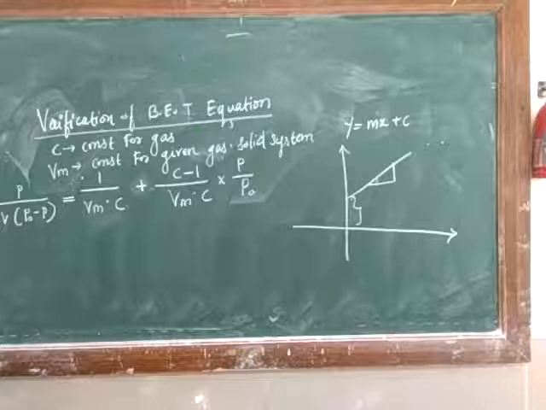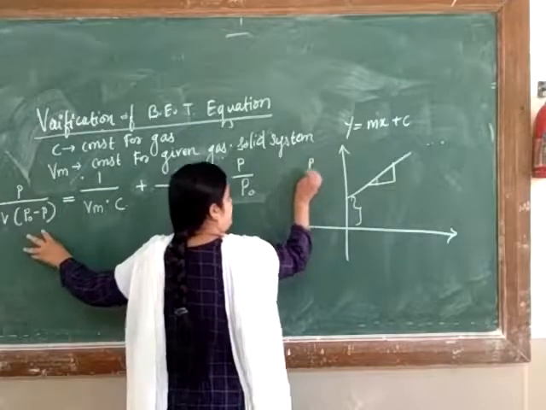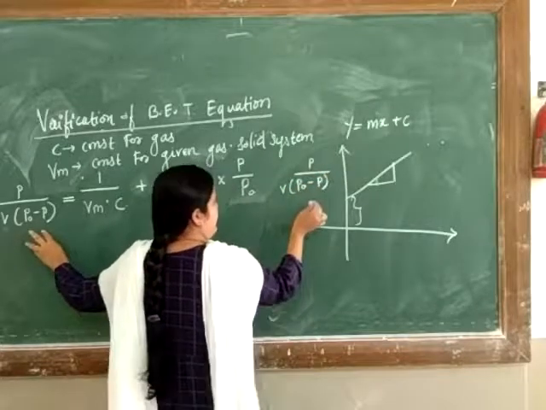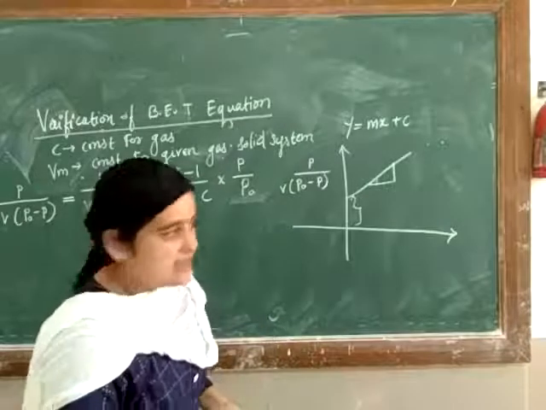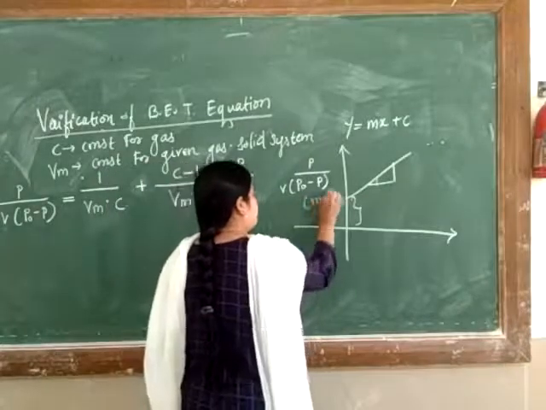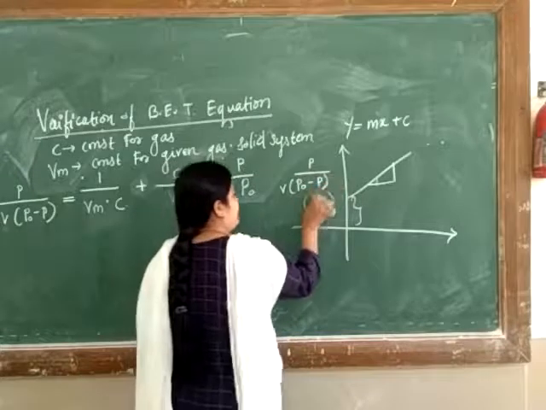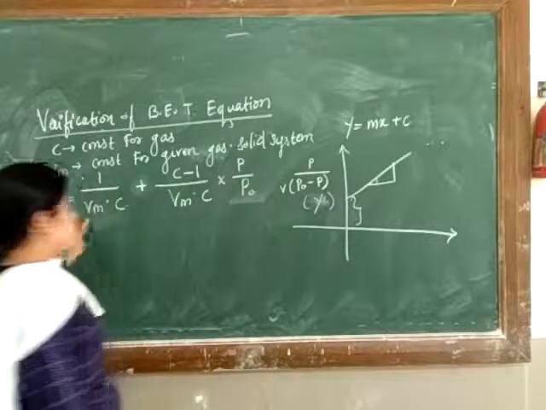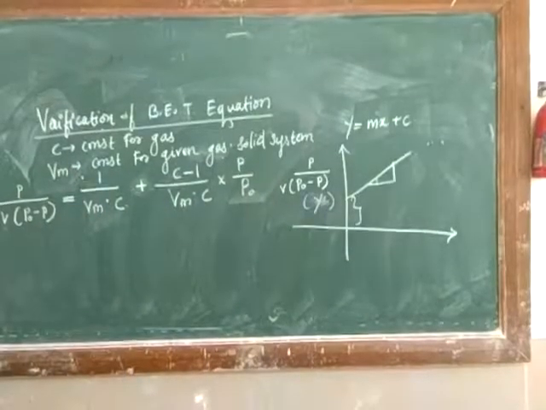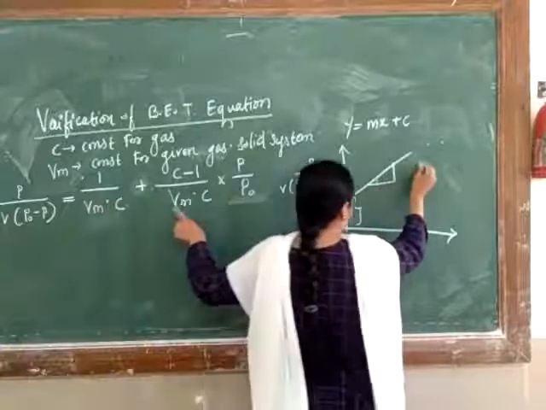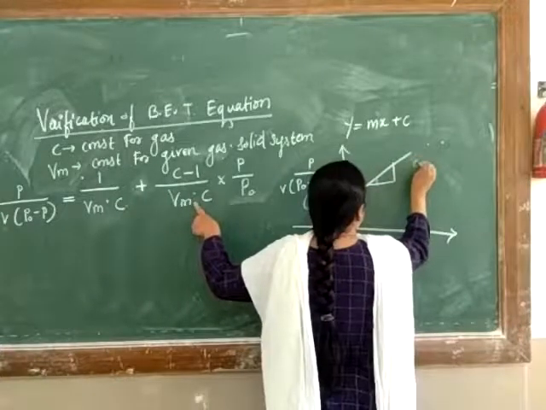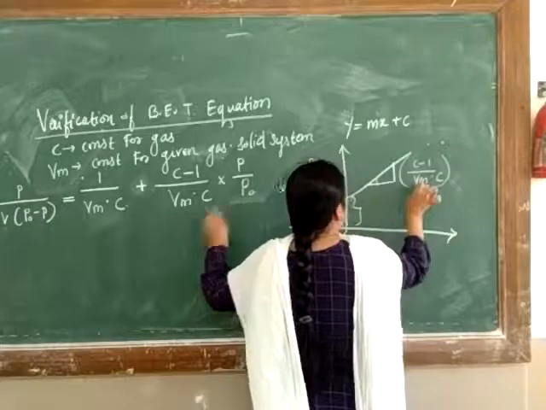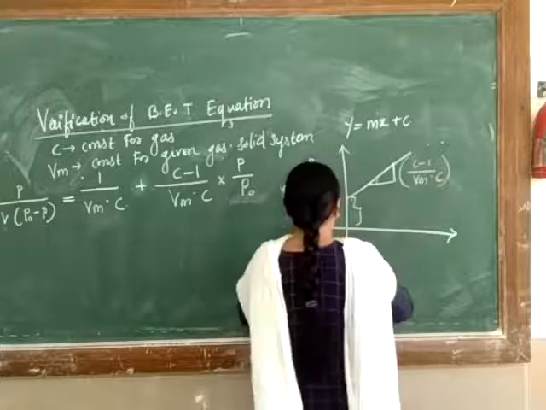The plot of P upon V into (P naught minus P) is the y part. We have to simplify this, y is equal to mx plus c, and we have to plot over here. So next, the slope is (C minus 1) upon Vm into C. Okay, this is our plot.